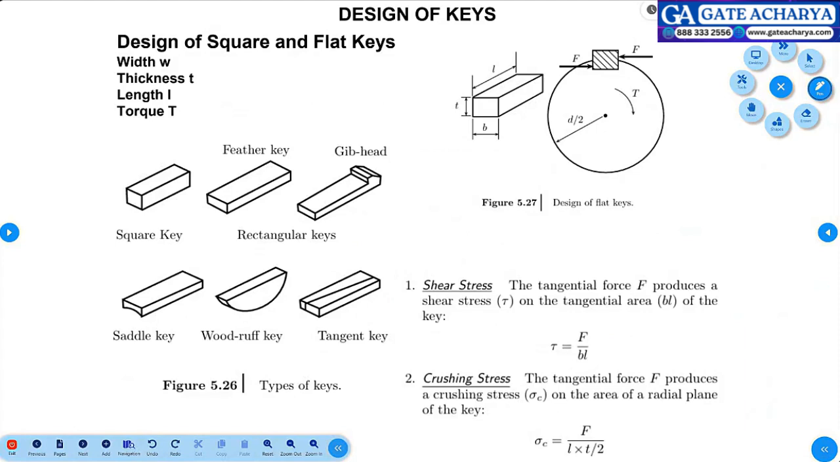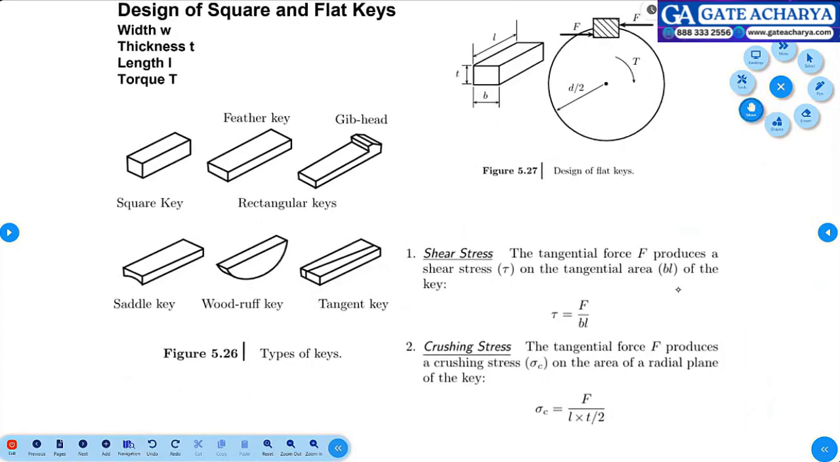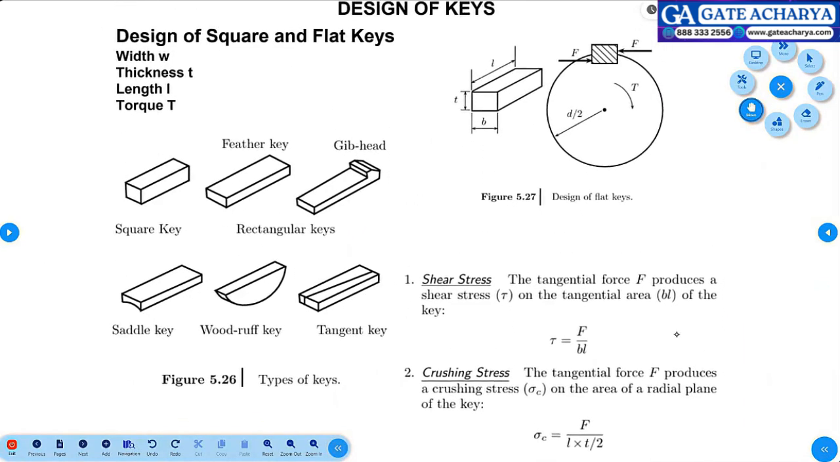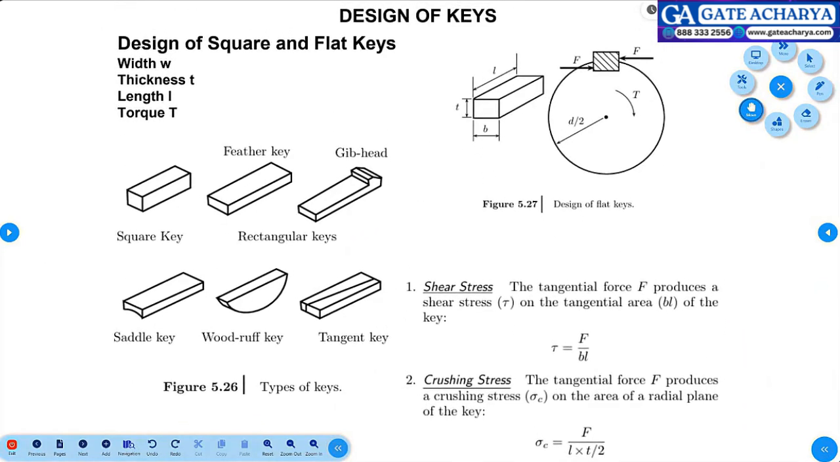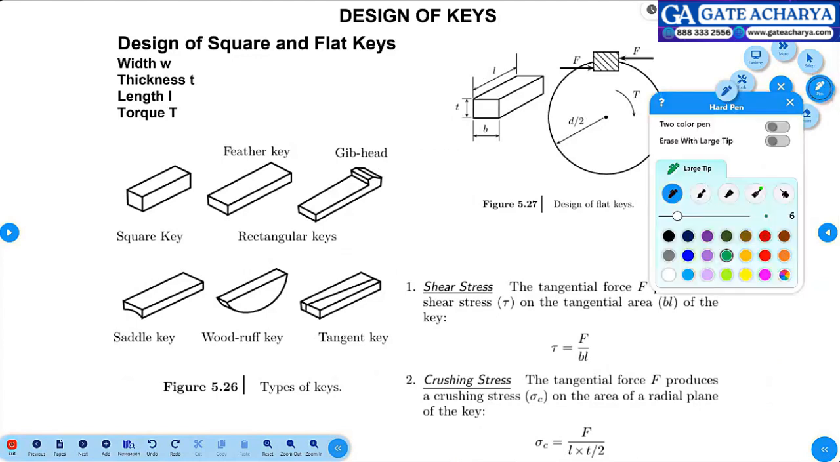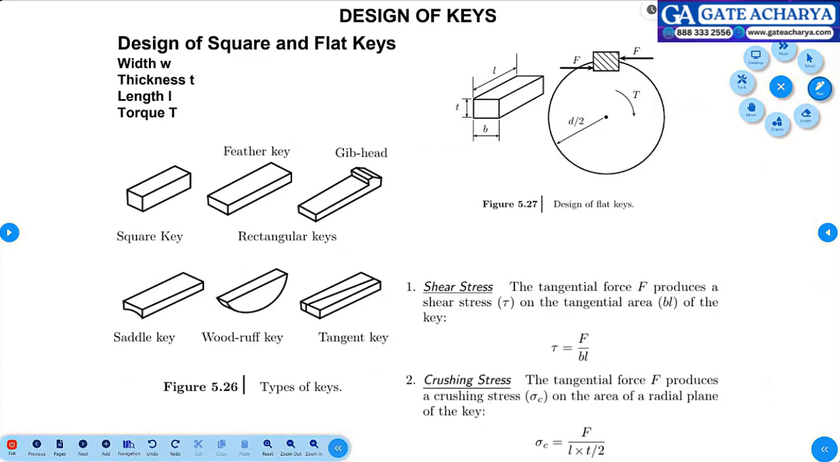So if I take a cut cross section of the flange, shaft and key, this is how it will look. The force transmission is like this: one to the left, the other to the right when the shaft rotates. So what can be the primary stresses that you can come across in keys? Right, always shear.